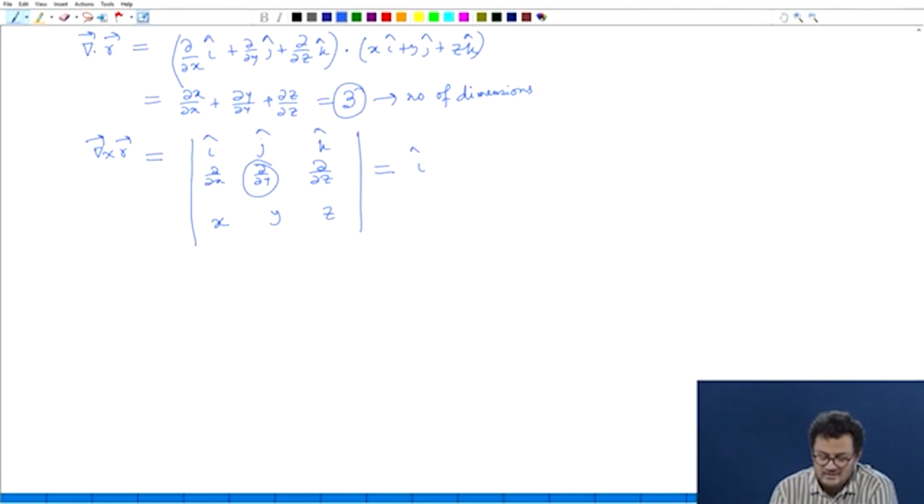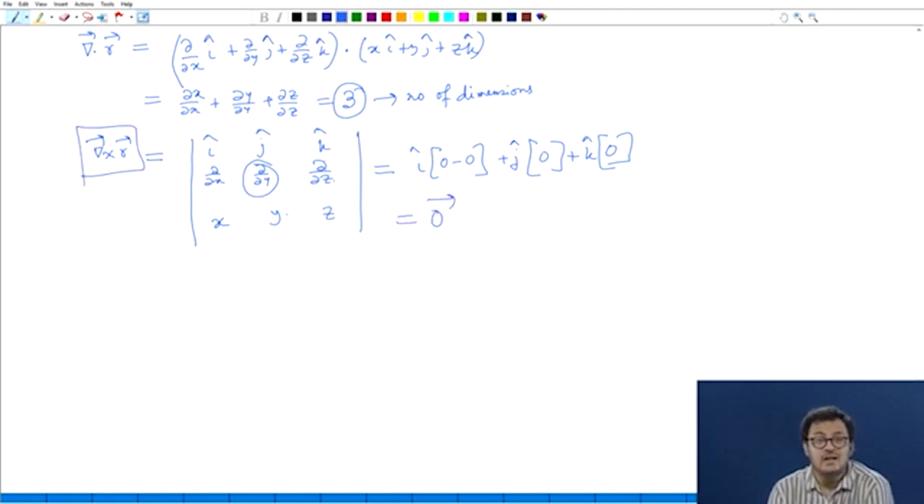On the other hand, in the same way this will also be 0. So it will be 0 minus 0, and if you see carefully, for all the other components, for j it will be 0 because del x del z is 0 and del z del x is 0, and finally the same for the kth component, where del y del x and del x del y are both 0. So finally you see the curl of R is a null vector.